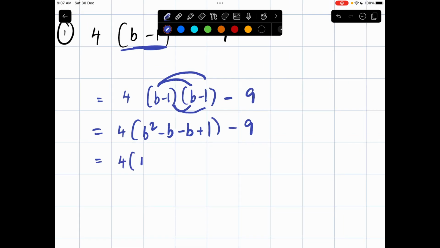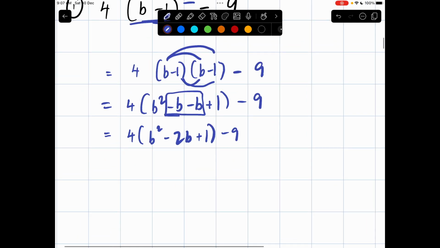So first take care of the terms inside the bracket. What you have is b squared minus 2b plus 1 minus 9. I added these together, negative b and negative b, you will get negative 2b. And then for b squared, now what you can do is expand it inside.